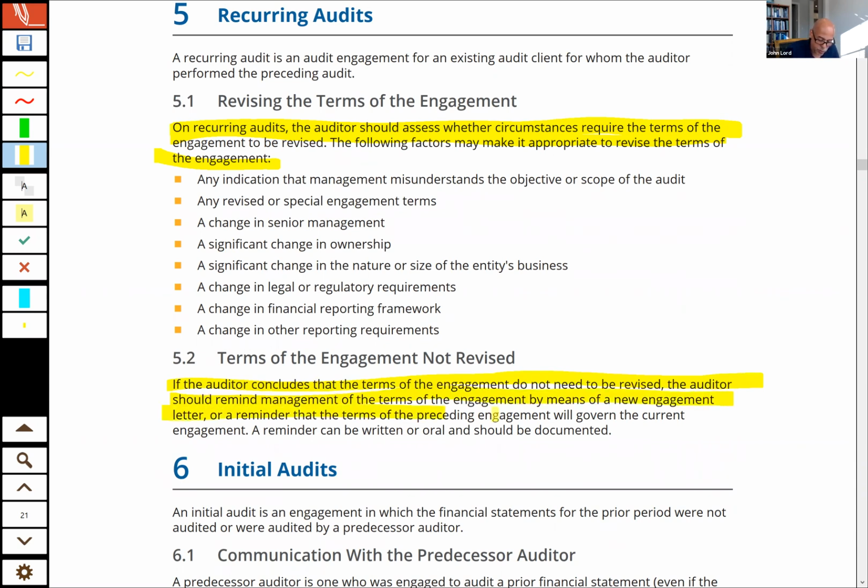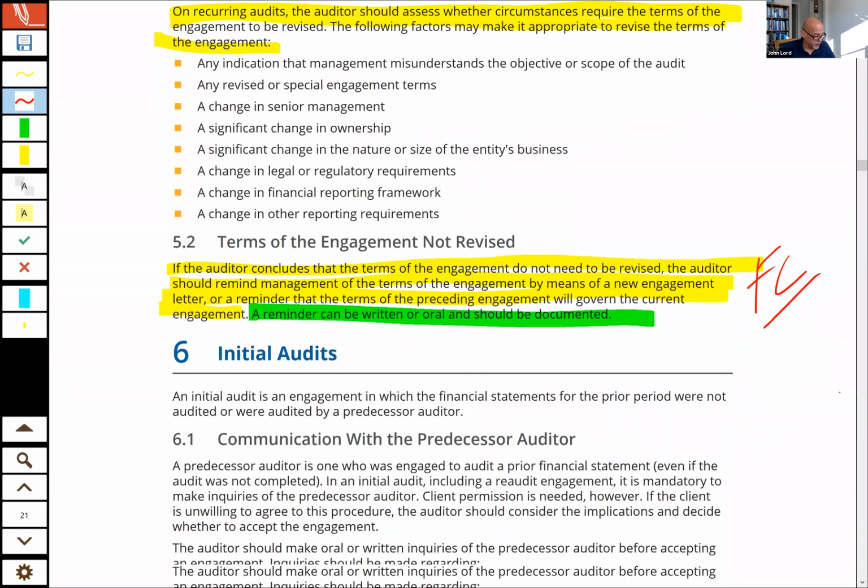And even if the terms do not need to be revised, you still, either in a written or oral fashion, should remind management that the terms of the previous engagement letter are still in place. I'll tell you guys, I would issue a new engagement letter every year. And if you don't want to do that, you should definitely put in writing by email or whatever that the previous year's engagement letter's terms still apply. Maybe attach a copy of that, document it somewhere. If you get down to doing an oral discussion, then document the time, date of that oral communication, document that in the work papers.